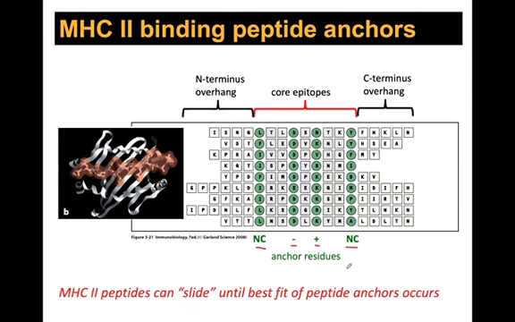Now what happens is when these peptides are generated, they slide back and forth in that MHC until they find the best fit, okay? So it has an opportunity to keep trying to bind to that peptide. And that's called immune editing, and we'll talk a little bit more about that in a little bit.